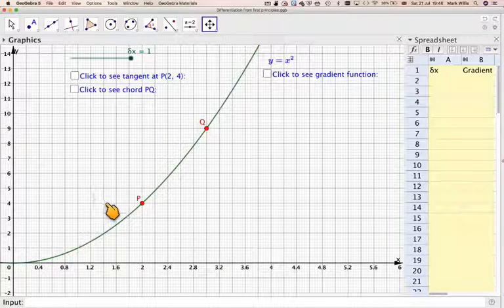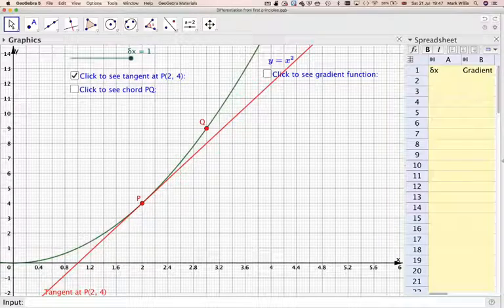Now, if we want to find the gradient of the curve at any point, then the definition of the gradient of a curve is to draw the tangent. So here we have the tangent drawn at P. If we can now calculate the gradient of that line, which is in fact 4, we can find the gradient of the curve at that particular point.